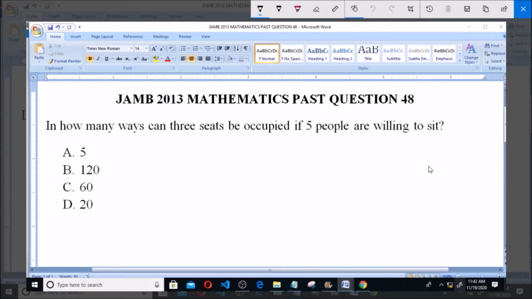I'll be answering JAMB 2013 Mathematics Past Question First 8. In how many ways can 3 seats be occupied if 5 people are willing to sit? Now, this is a permutation that requires what? Arrangement. Now, in how many ways can 3 seats be occupied by 5 people willing to sit?